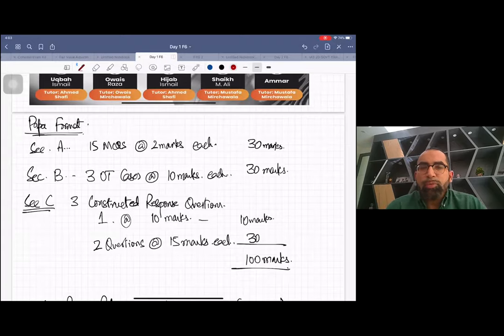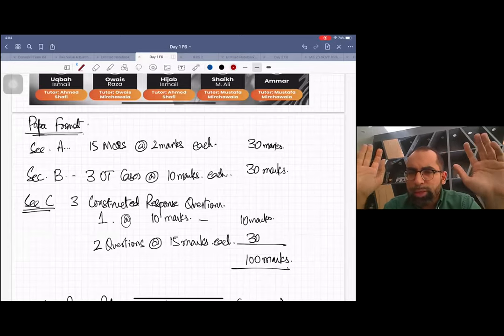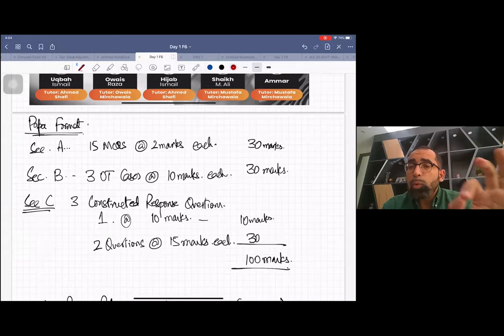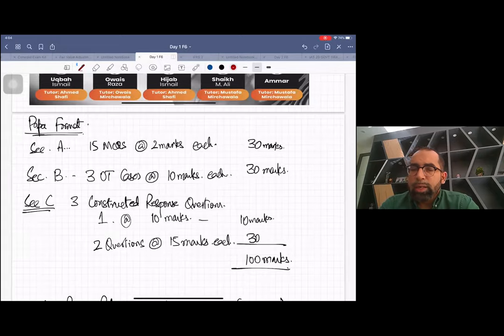So first of all, you can see the paper format. You all know this. F6 paper format is Section A, you will have 15 MCQs, 2 marks each, 30 marks. Section B, you will have 3 OT cases at the rate of 10 marks each, 30 marks. And in Section C, 3 constructed response questions, CRQs, 1 at the rate of 10 marks and 2 questions at the rate of 15 marks each. Now, normally in Section A, you may get questions from any area. In Section B, these 3 OT cases normally come from 3 areas: CGT, IHT (inheritance tax) and value added tax.